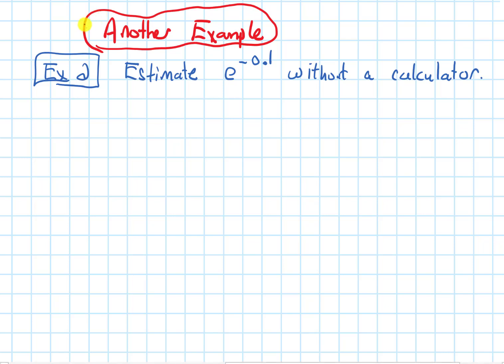In this video, we will do another linear approximation example. I want to estimate e to the negative 0.1 power without a calculator. To get this started, I need to find a suitable function f of x that will let me approximate this, and a value of a that's going to be close to the input that I need to evaluate this.